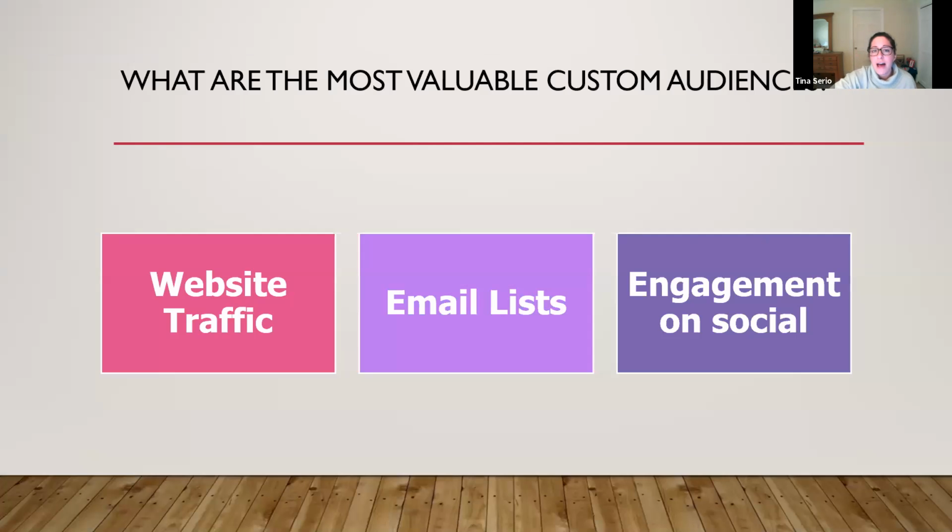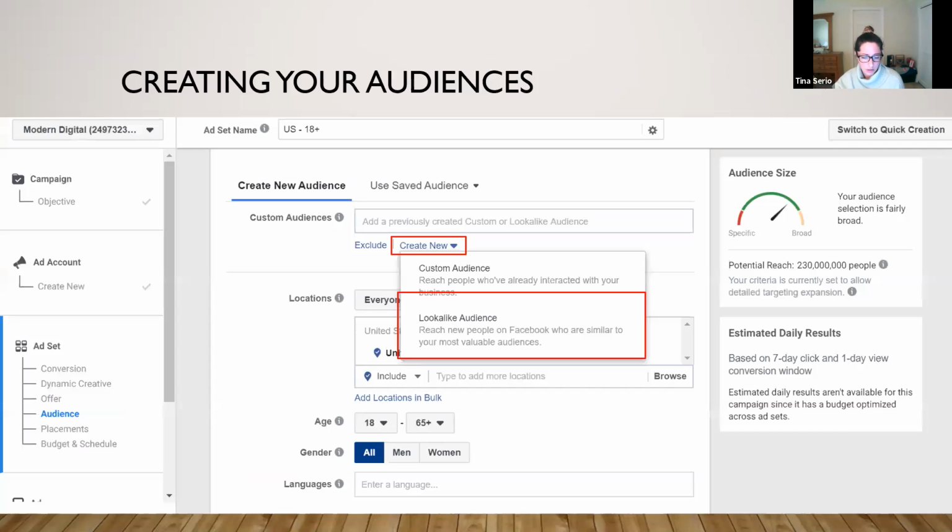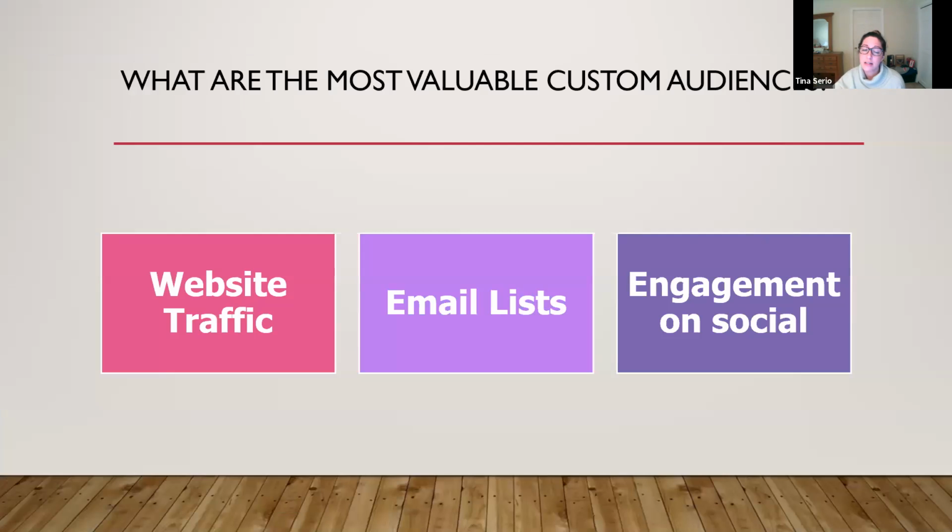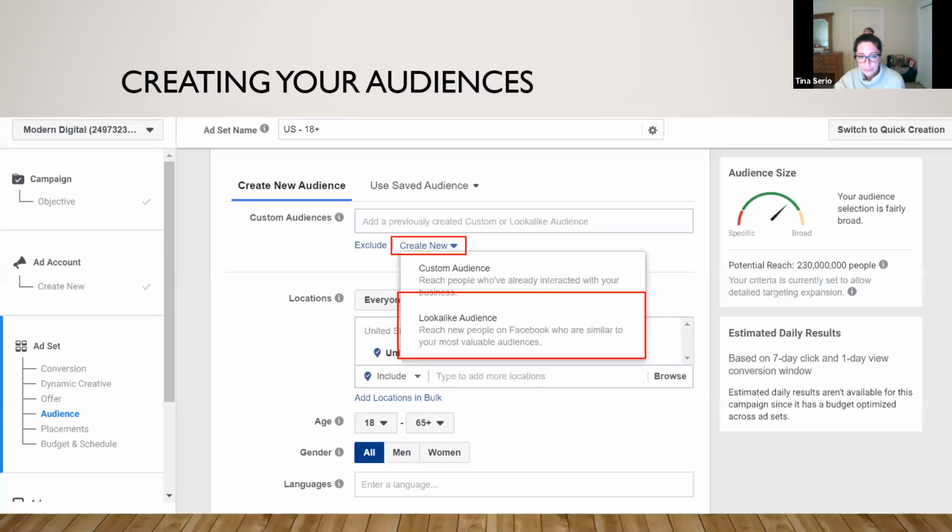So what are the most valuable custom audiences? Website traffic, super valuable. If you're a brand new brand, you might not have a lot of website traffic. Email list: if you have people who have subscribed to your email newsletter or have said they want to hear from you in marketing, that's a really great, already engaged audience, somebody that's already raised their hand. Another good custom audience is people who have engaged on your social media, on Facebook or on Instagram.